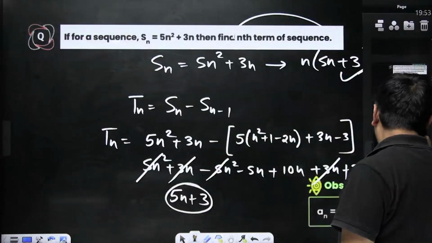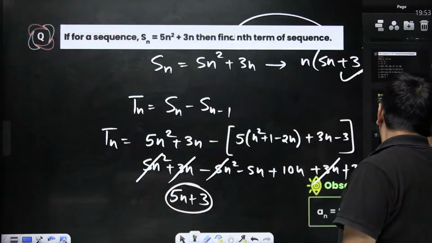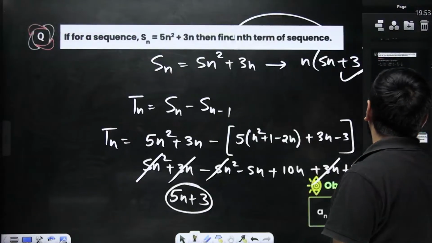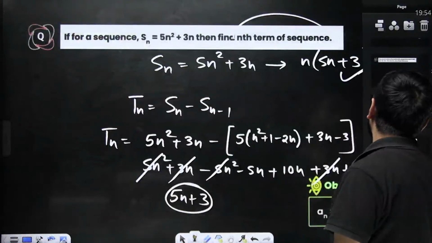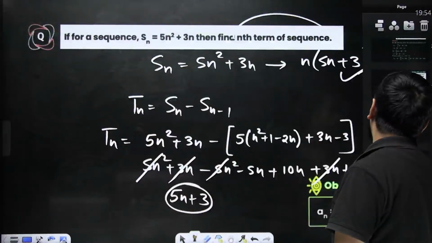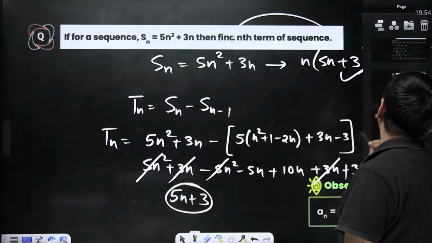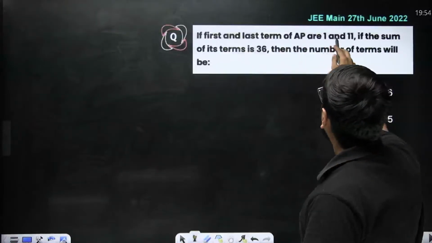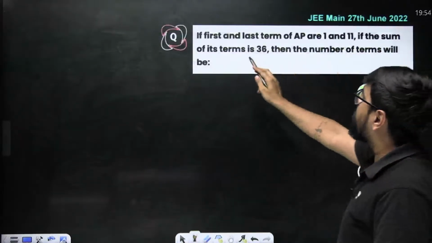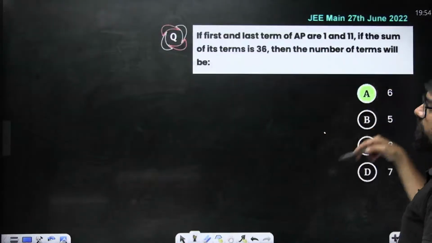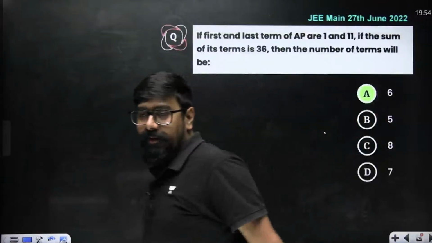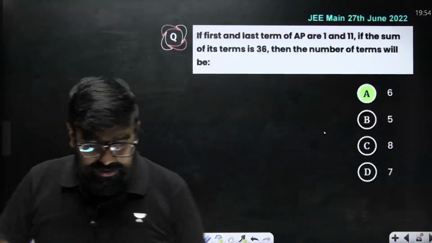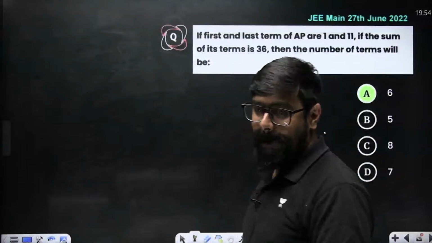One more thing, and then we'll talk about what if a sequence has common terms, because they can ask you questions on common terms also. Before that, an easy question again. First and last term of an AP are 1 and 11. If the sum of its terms is 36, then the number of terms will be equal to what? It's easy peasy, yes or no?